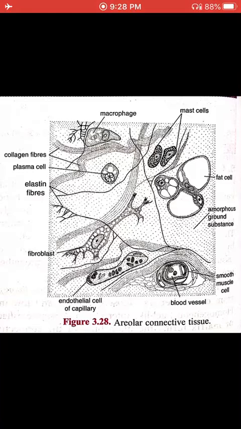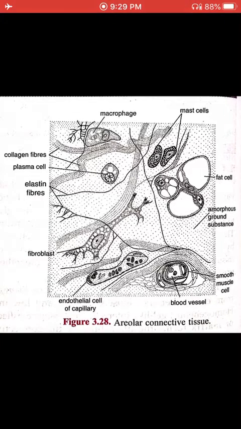The function of this areolar connective tissue is that it helps in repair of tissue after an injury. It also helps in combating foreign toxins. It fixes skin to underlying muscles, and it also acts as a supporting and packaging tissue between organs lying in the body cavity. It provides supporting and packaging tissue.